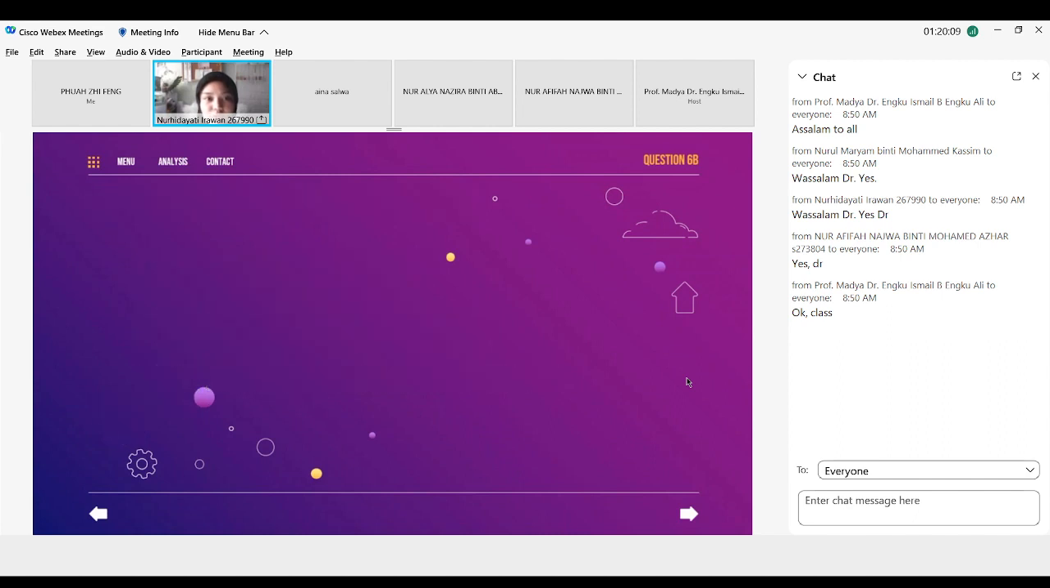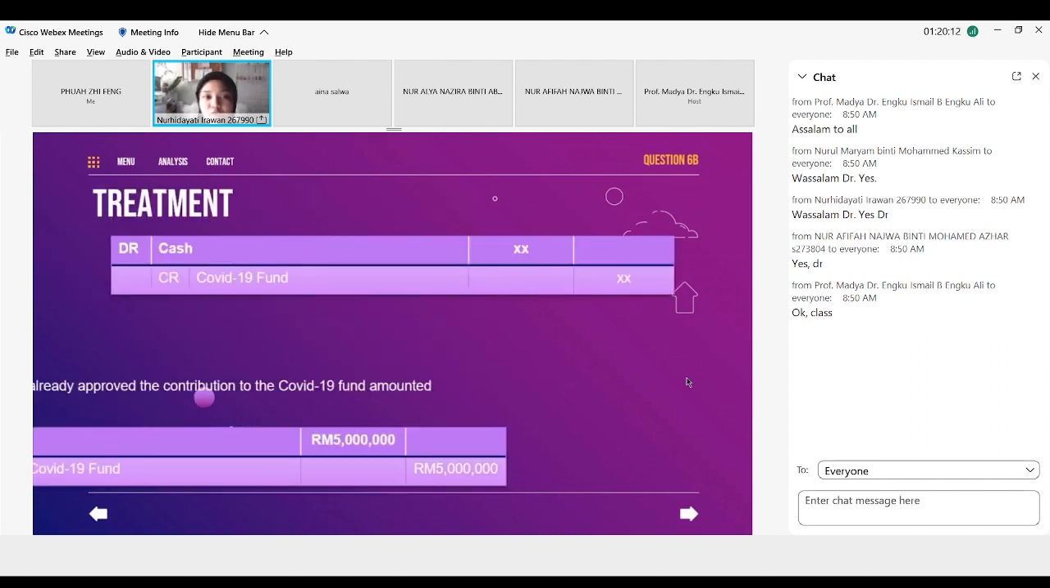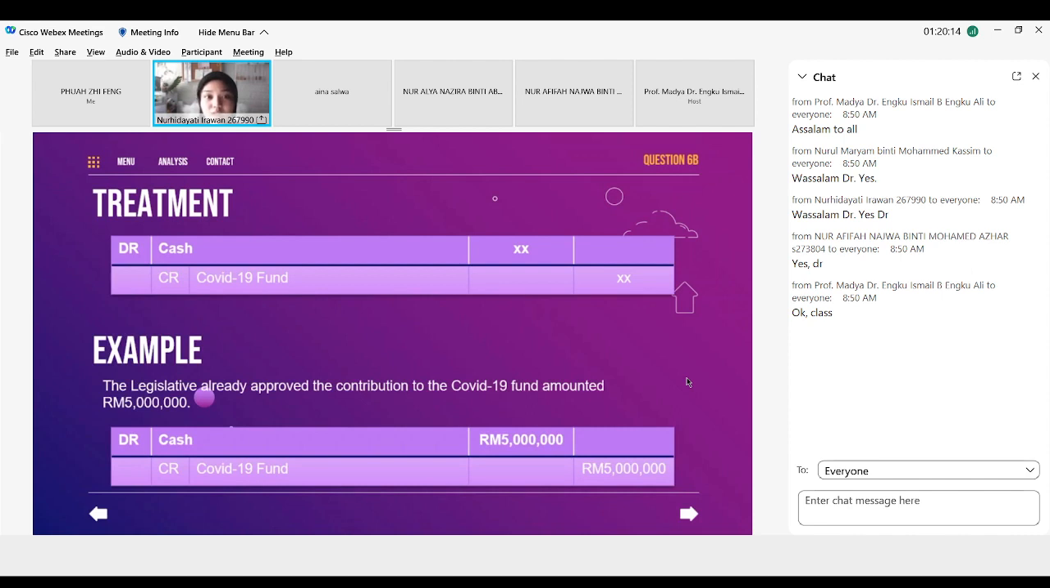Let's see the accounting treatment and the example. For the treatment, it will be debit cash and credit COVID-19 fund. It is to record the contribution.